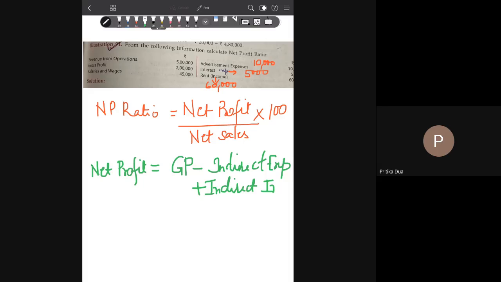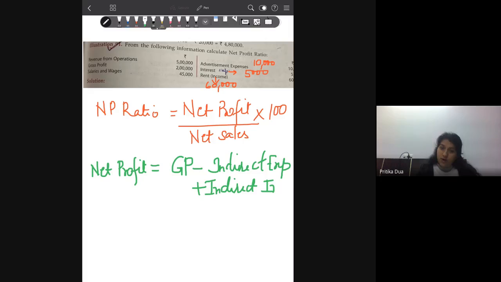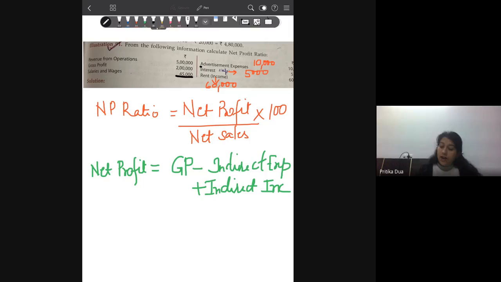So how much is the answer coming to? Ma'am, 40%. Yes, 40% is the correct answer. Net sales आपको 5 लाख दी हुई है क्वेश्चन में, and your indirect expenses, salary and advertisement and interest, indirect expenses है, rent आपकी income है, indirect income 60,000. So you get your net profit ratio to be 40%.